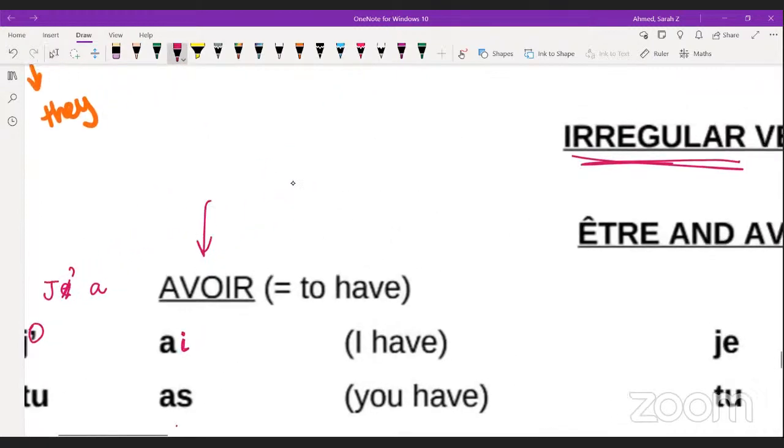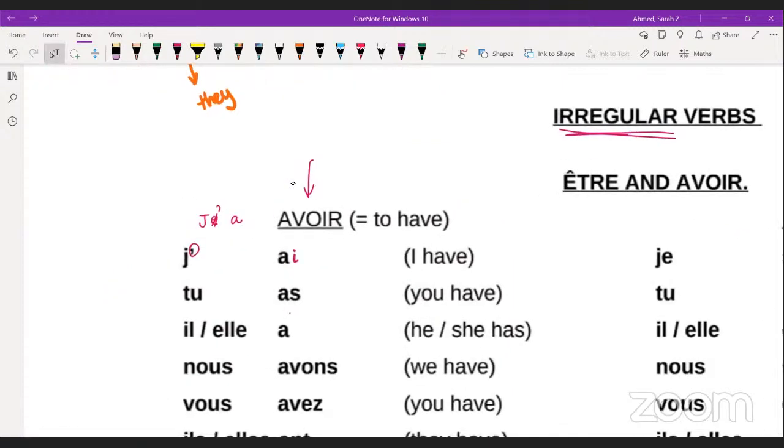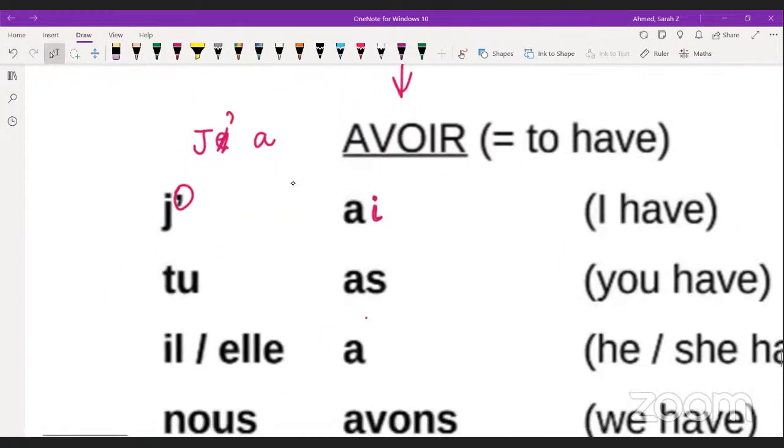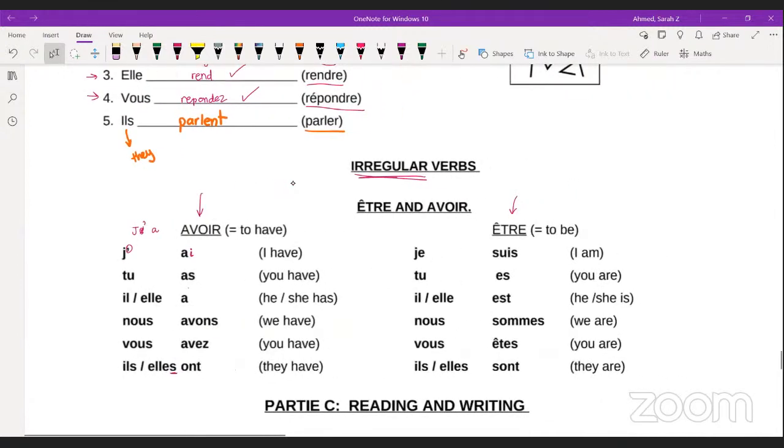Okay, so these are irregular verbs. So you just have to memorize them the way they are. But I didn't get it. How do we use them? I didn't get the using part also.